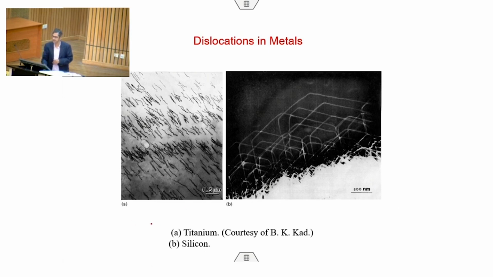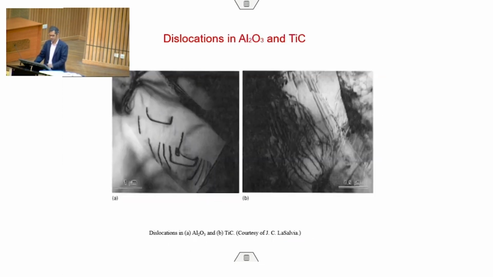These are the dislocations in titanium, and I am taking some pictures from such sources. And this is in silicon. Silicon dislocations are more straight, but in a metal like titanium, dislocations are curvy. This is because of the nature of the material. In silicon, the bonding is different from titanium, and that is why the behavior is different. You can also see some dislocations in ceramics, like in aluminum oxide or in titanium carbide.